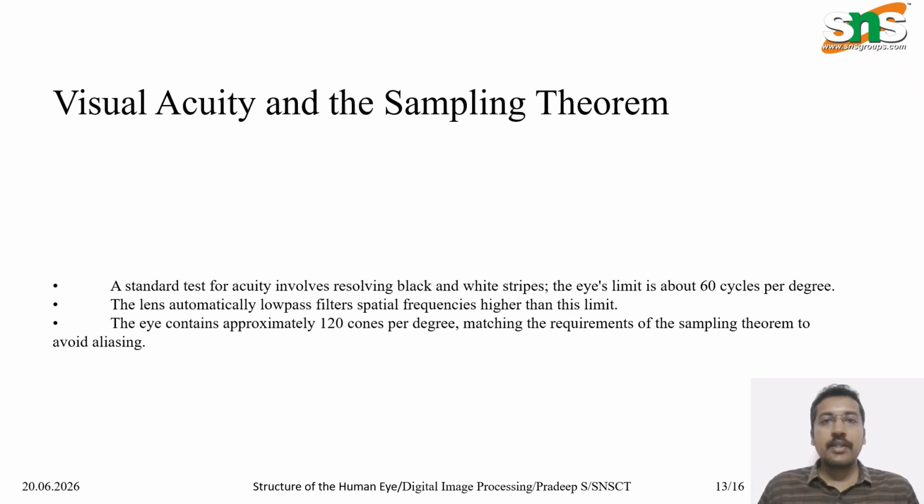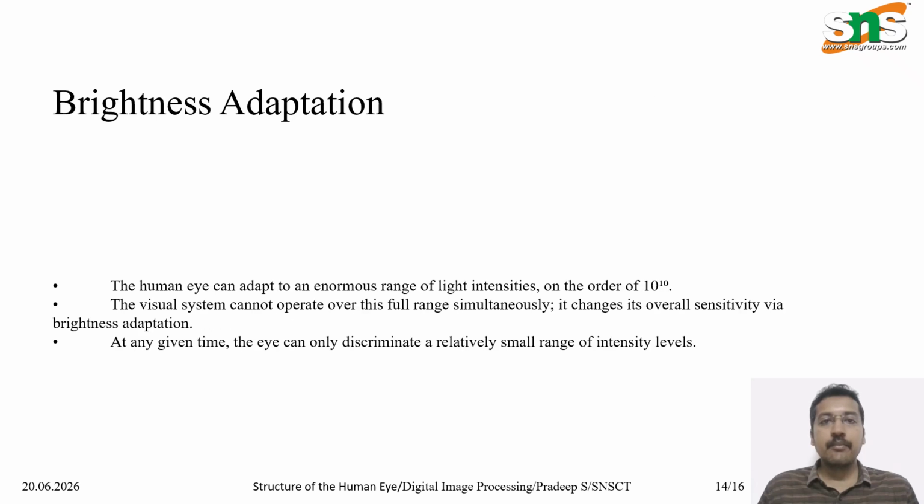The human eye can distinguish fine details up to a certain limit. This ability is related to concepts such as spatial resolution, and the sampling theorem used in digital image processing. The eye contains approximately 120 cones per degree, matching the requirements of the sampling theorem to avoid aliasing. A standard test for acuity involves resolving black and white stripes. The eye's limit is about 60 cycles per degree.